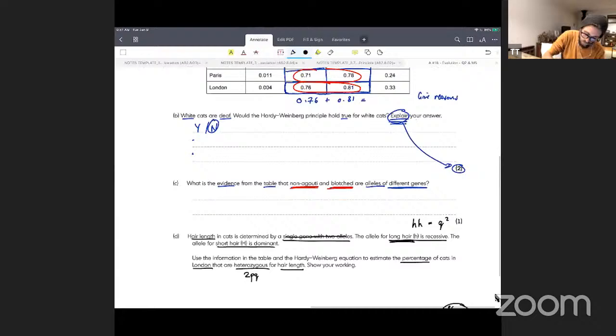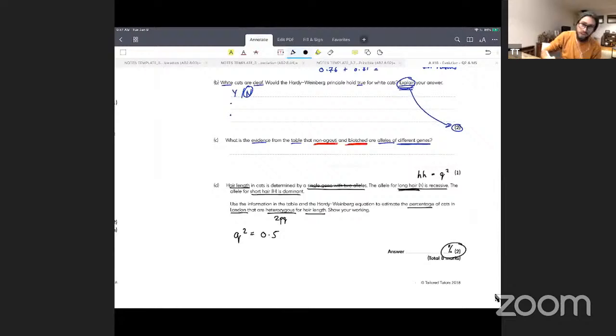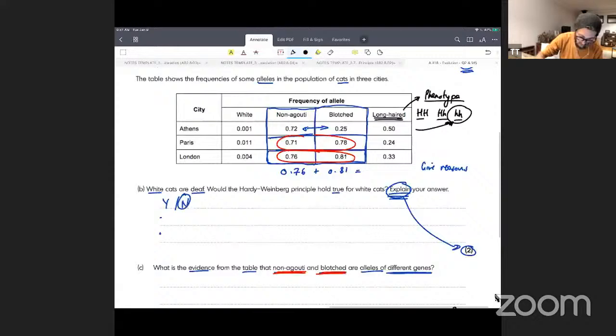So how do we now find q? Well, the square root of 0.5 is equal to q, which is 0.025, is it? But tell me, because the question tells us in, oh, sorry.